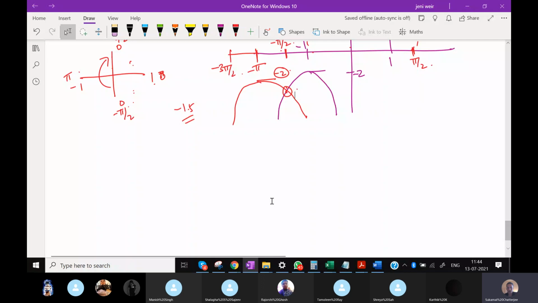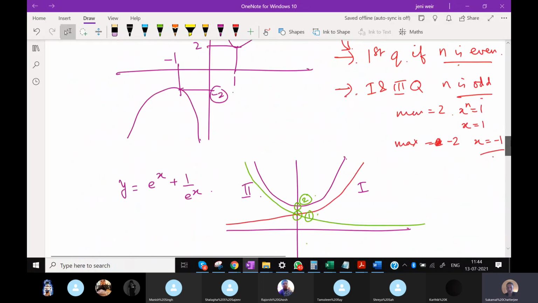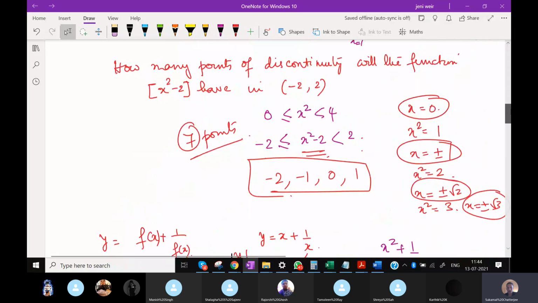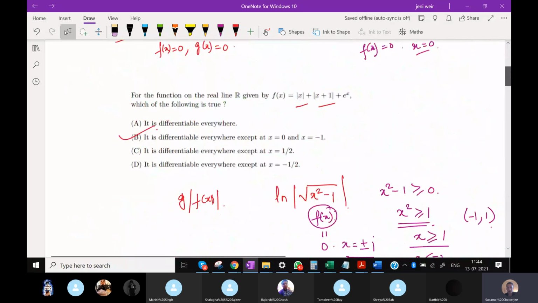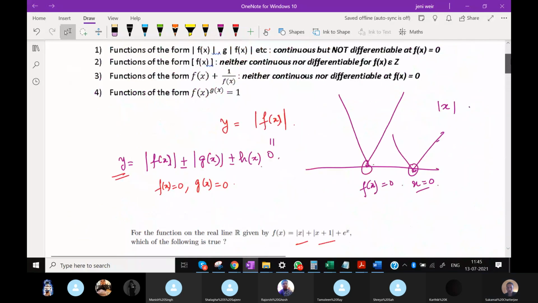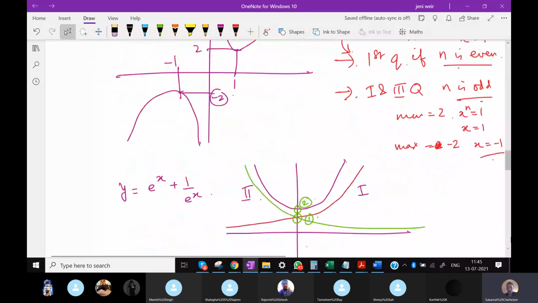So this is the application of this function x plus 1 by x or f of x plus 1 by f of x. Okay. The next one.